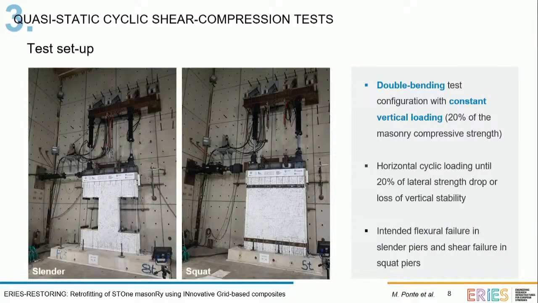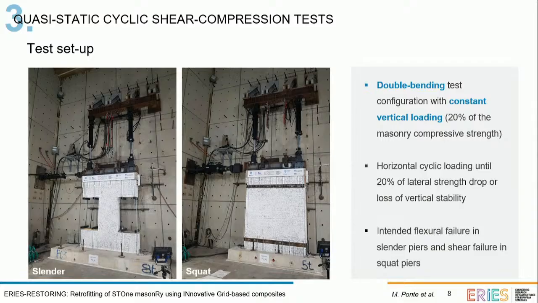This is the test setup. Our main tests were the quasi-static cyclic shear-compression tests. This is the test setup for the two specimens. A double bending configuration was imposed with a constant vertical loading that was 20% of the masonry compressive strength. The double bending was imposed by restraining the top rotations of the piers through the two vertical actuators, always keeping the sum of the vertical forces constant.